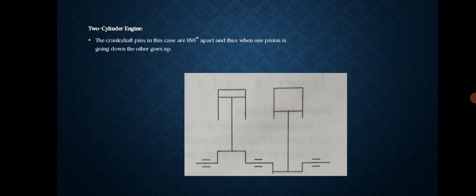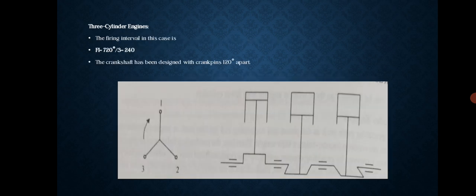Two-cylinder engine. The crankshaft pins in this case are 180 degrees apart, and thus when one piston is going down, the other goes up. Three-cylinder engine. The firing interval in this case is 720 divided by 3, so it is 240 degrees. The crankshaft has been designed with crank pins 120 degrees apart.